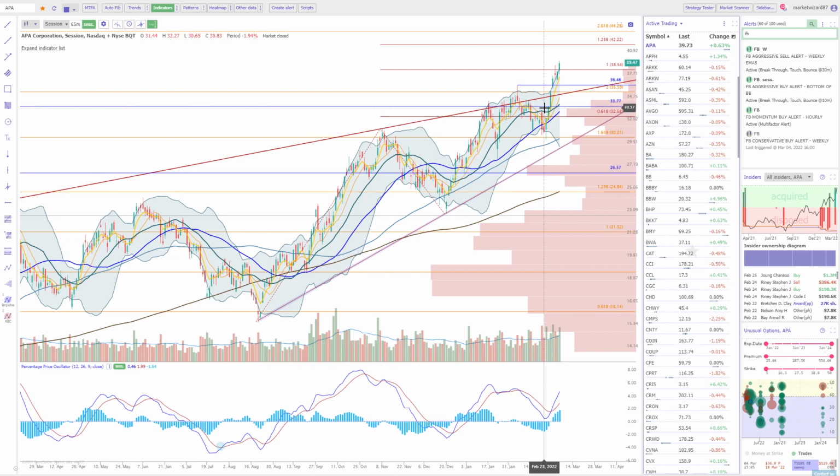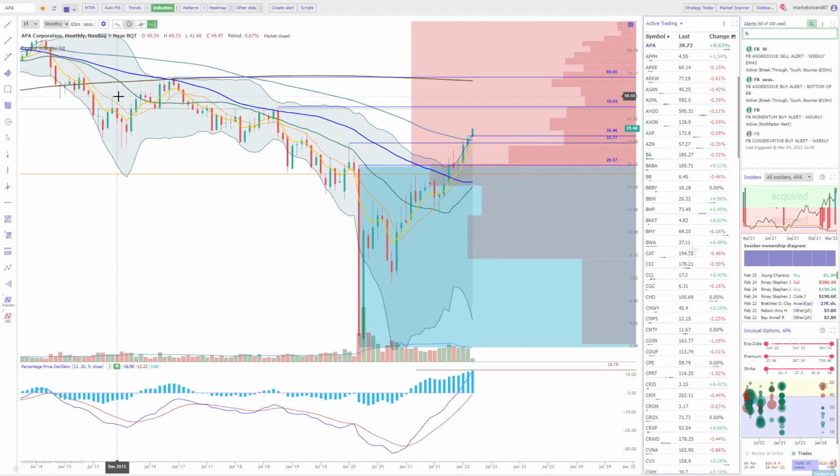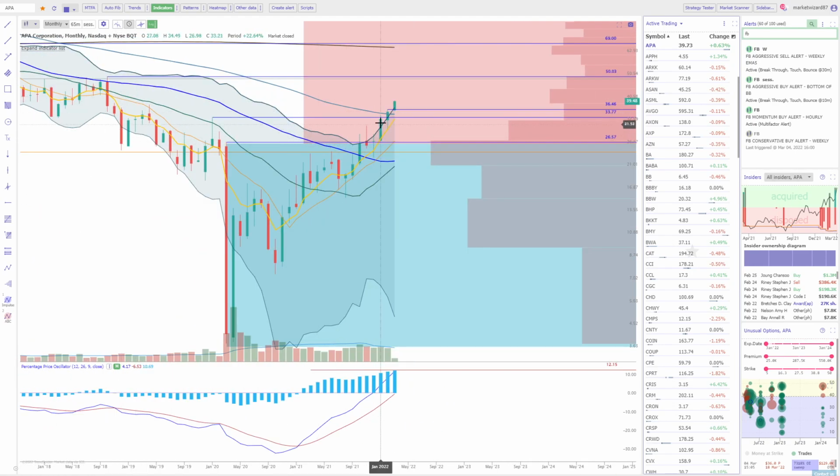So I hope you get the theme here of how do we know that this move is done, and how do we know it's time to flip direction, right? And if you can't identify that, you're going to find yourself in a world of pain, because these charts are doing this on the monthly, right? APA was inside this range and then closed above in January.